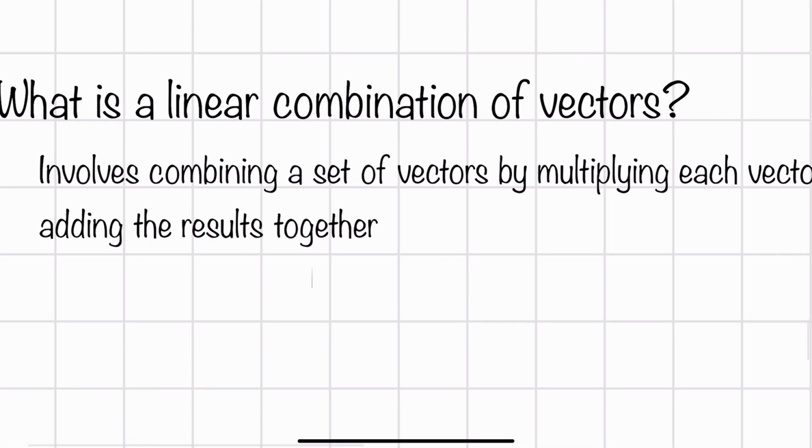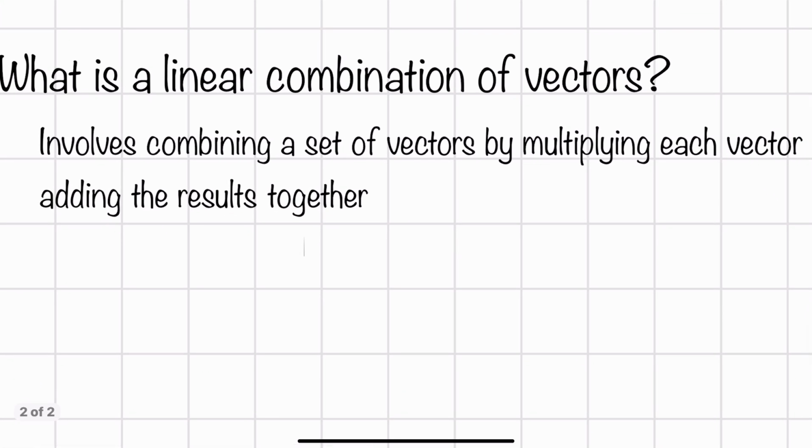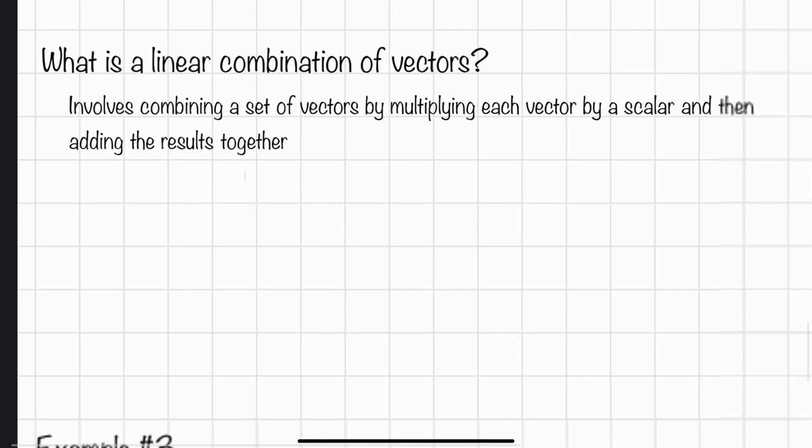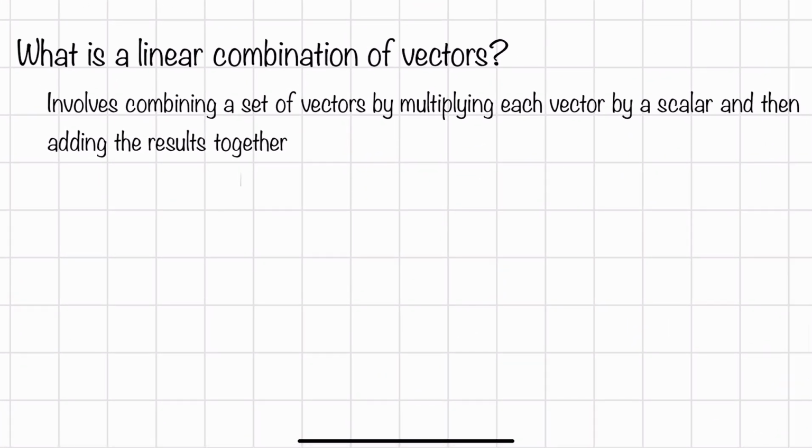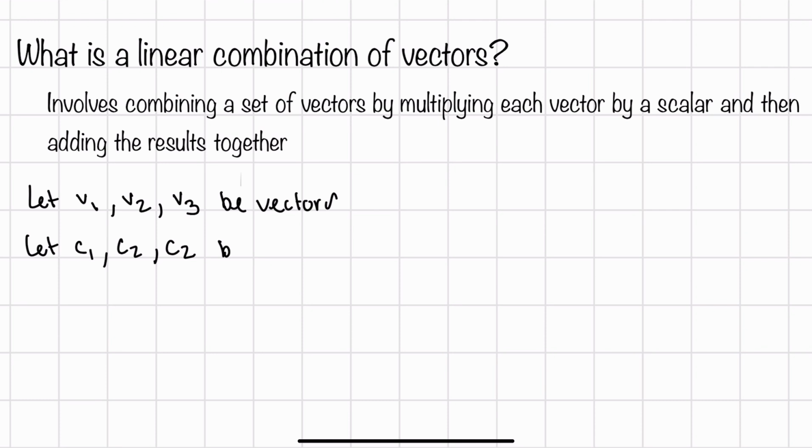So now what is a linear combination of vectors? So a linear combination involves combining a set of vectors by multiplying each vector by a scalar and then adding the results together. So we can think of this as combining scalar multiplication and vector addition all into one expression. So for example, we would let v1, v2, and v3 be vectors. And we would let c1, c2, and c3 be scalars.